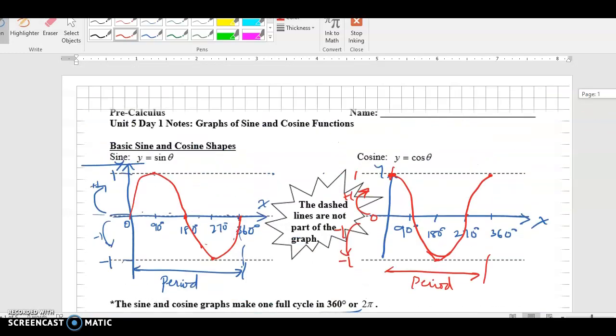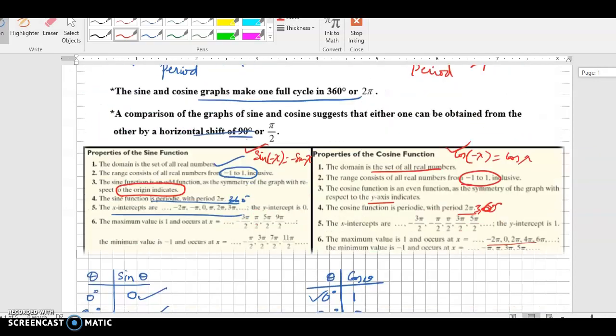That's what I was talking about, like when you go over and over with different things, that's what you find. Okay, so these are the parent functions of sine and cosine.